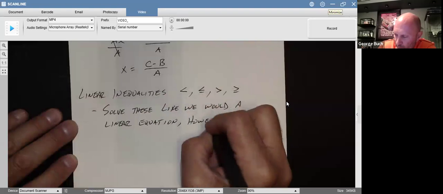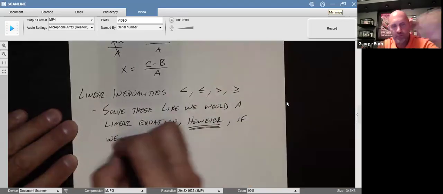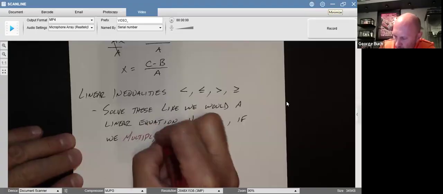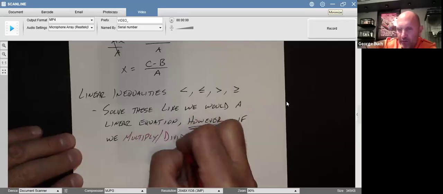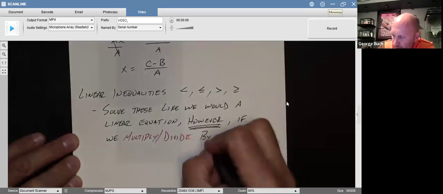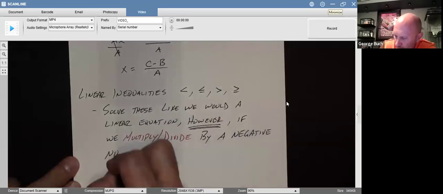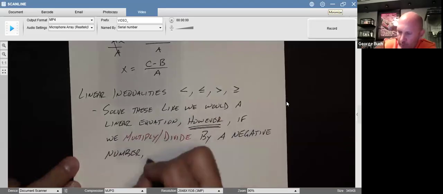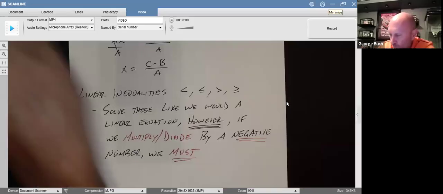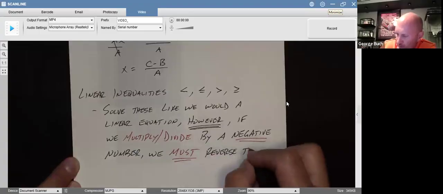However, and this is the big thing, and this is key here, if we multiply or divide, so not add or subtract a number, that's not it, it's just if we're multiplying or dividing by a negative number, then we must reverse the inequality.